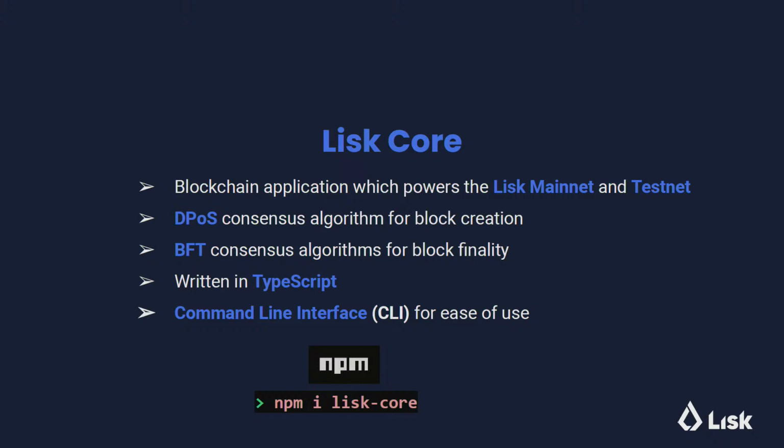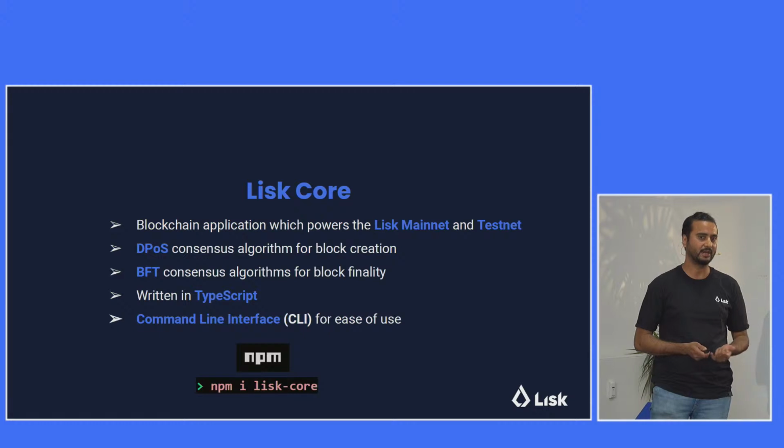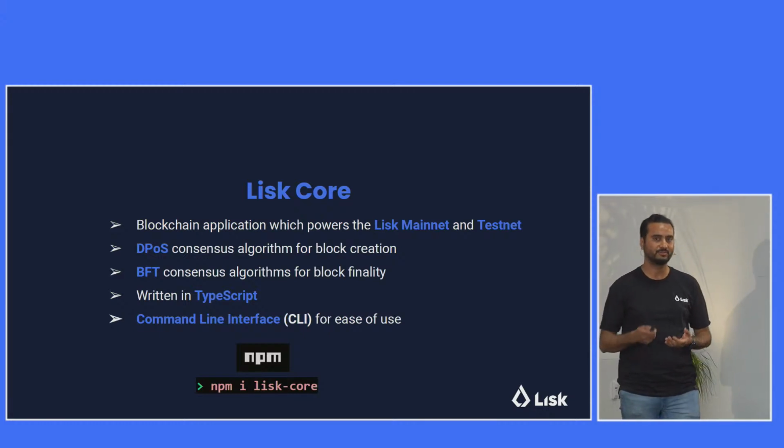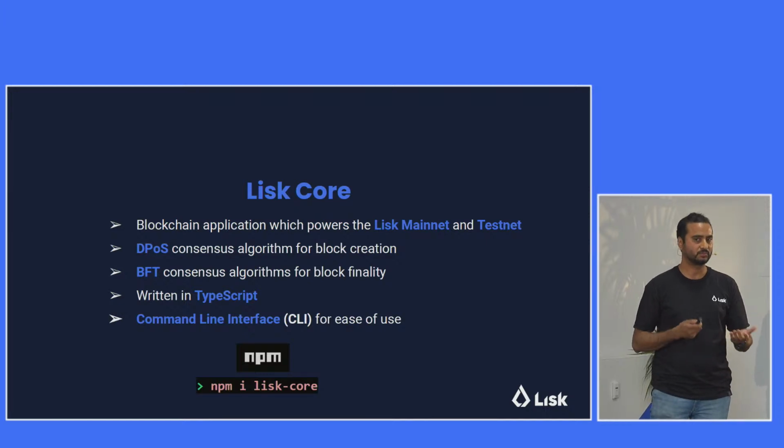Lisk Core is completely written in TypeScript, and it has its own CLI, which you can simply install using npm install Lisk Core. And yeah, you are good to go, and you just simply write Lisk Core start, and your application starts. You can also use flags to connect to different networks like mainnet or testnet or betanet.